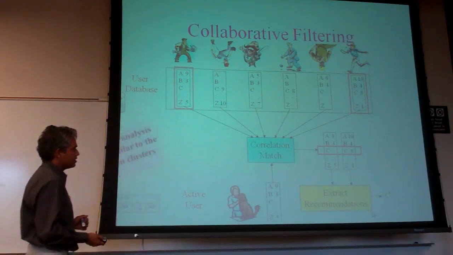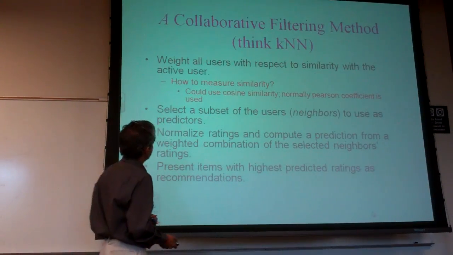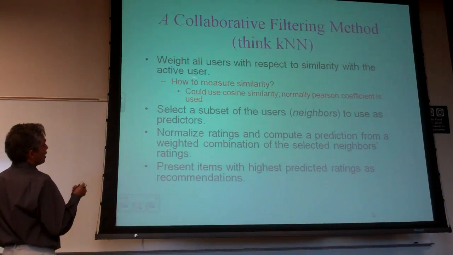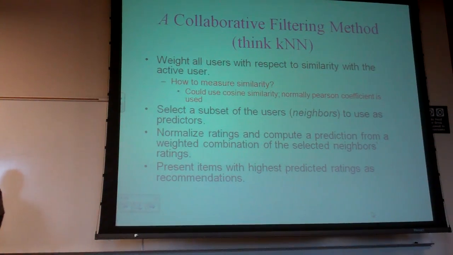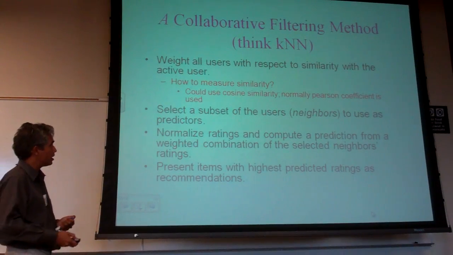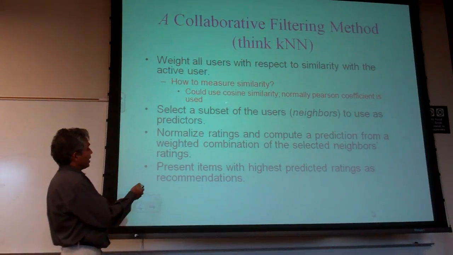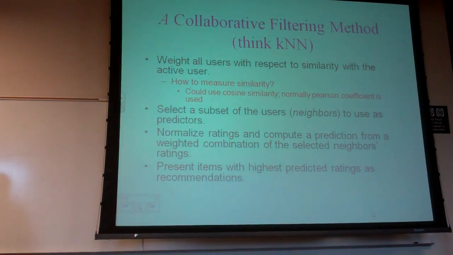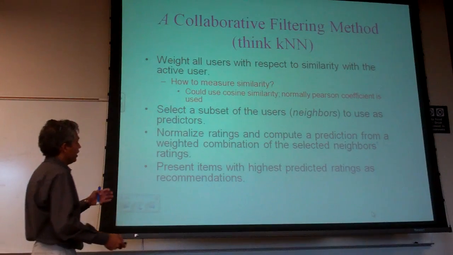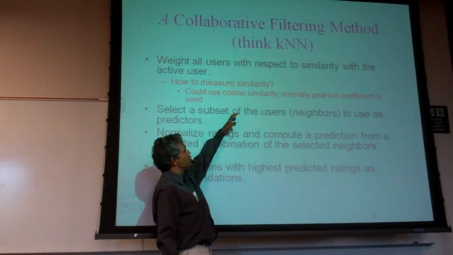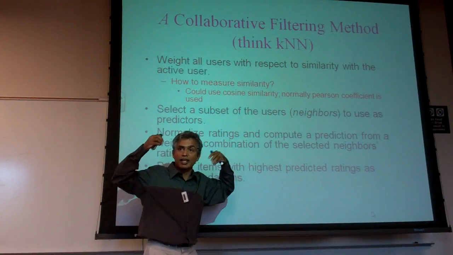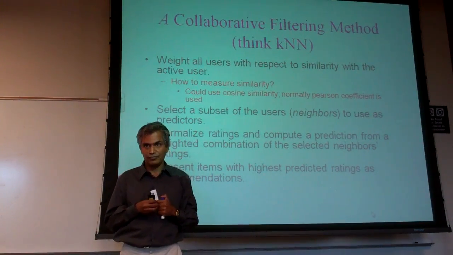The first idea, of course, is user-centered collaborative filtering, where you weight all the users with respect to their similarity to the active user, the user for whom you're trying to do the recommendation. As I said, you measure similarity essentially as a variant of vector similarity over rating-centered vectors. Then from these users, you select a subset as your k nearest neighbors.